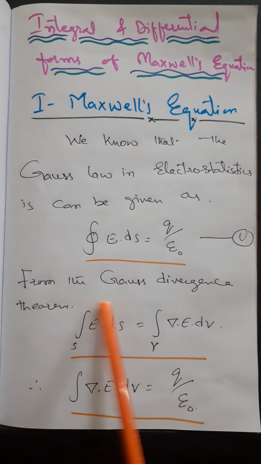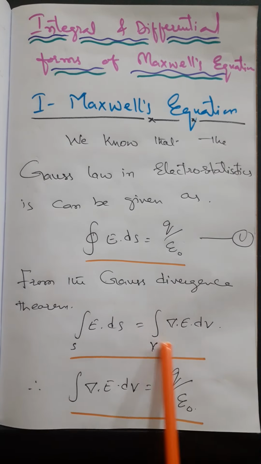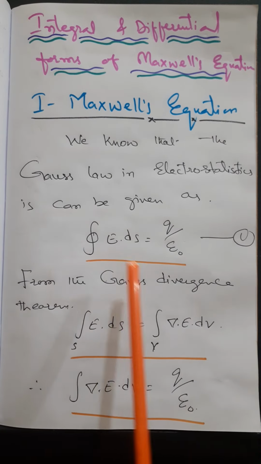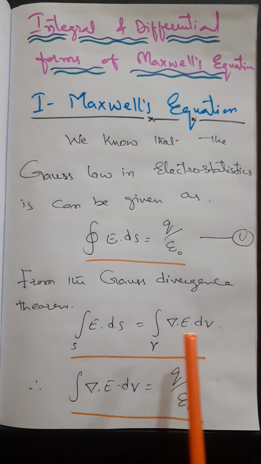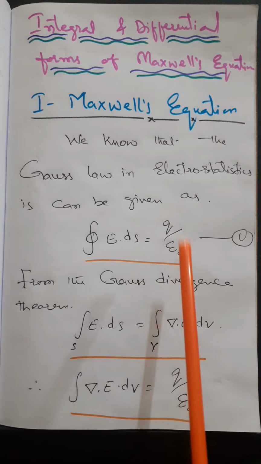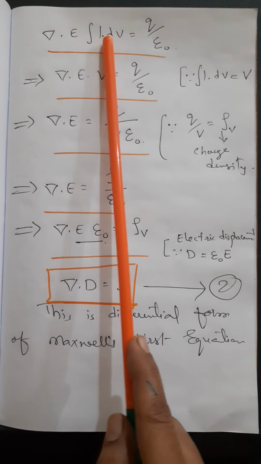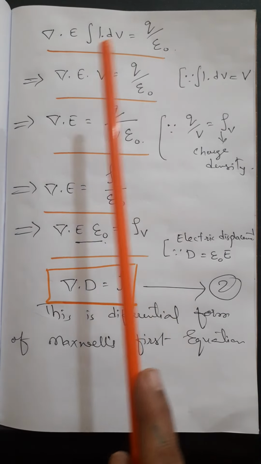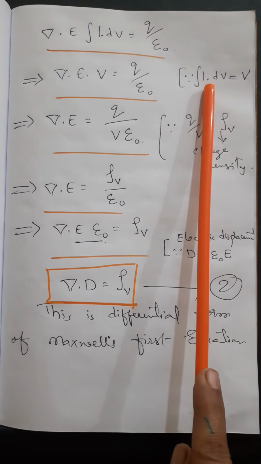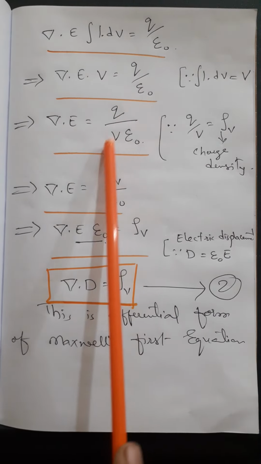Here, from the Gauss divergence theorem, we know that a surface integral is converted into a volume integral. So this surface integral term is replaced by the volume integral, del dot E dv, equal to the same right hand side, q by epsilon naught. Next, we can take del dot E outside, so integral of 1 dot dv is equal to q by epsilon naught. Integration of 1 dot dv over the volume is nothing but v. So del dot E is equal to q by v epsilon naught.